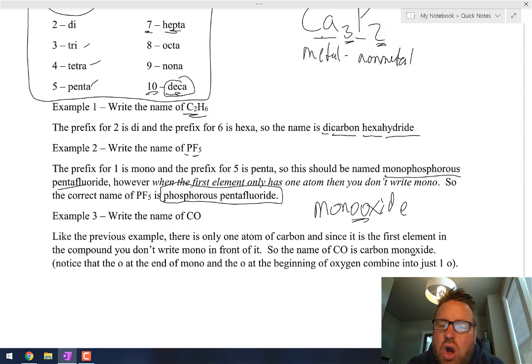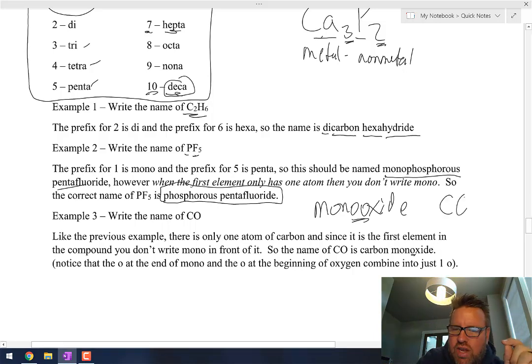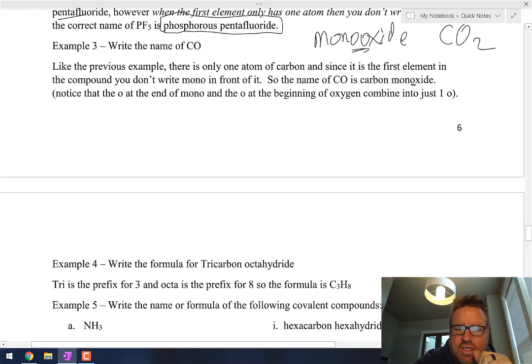So CO is carbon monoxide, and that monoxide tells you there's 1 oxygen, which again is different from CO2, which is carbon, look at the prefix, carbon dioxide. Okay, so CO2 would be carbon dioxide.